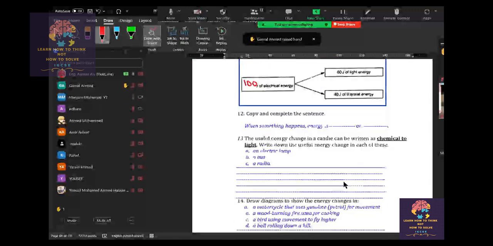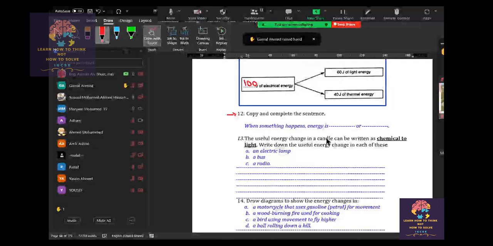Number 12. Yusuf, please answer this question. Copy and complete the sentence. When something happens, energy is stored or transferred. Very good, transferred. Transferred or stored? No, converted.